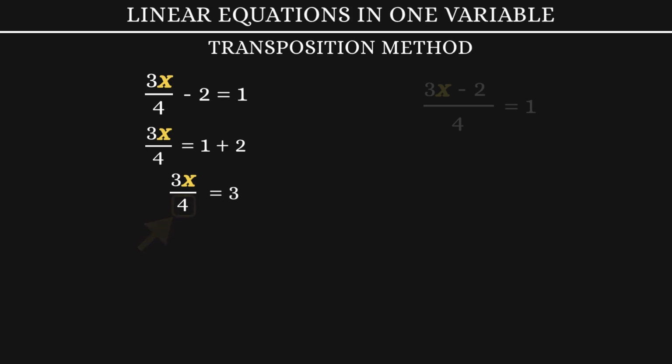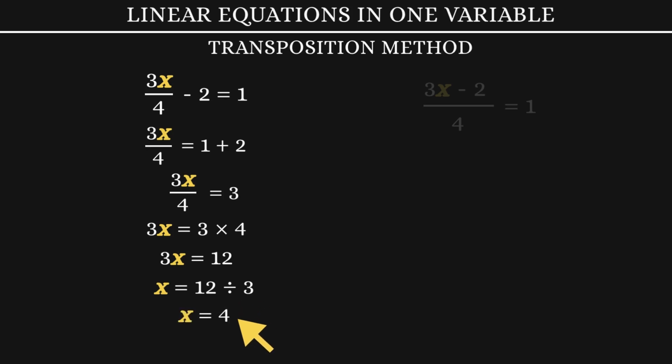Now you can move this 4 to the other side. So division will become multiplication. 3x is equal to 12. Finally, we'll move this 3 to the other side. Here multiplication becomes division. x is equal to 12 divided by 3, which is 4. x is equal to 4 is the solution for this equation.